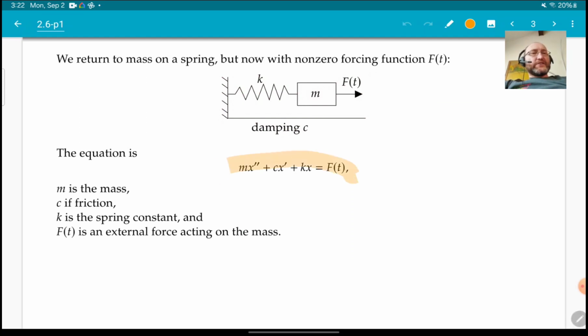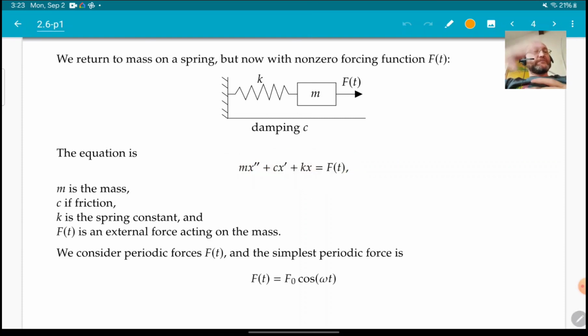So the equation is, well, we've seen this before. m is the mass, c is the friction, k is the spring constant, and capital F is the force, some external force acting on the mass. Maybe somebody's pushing it, or there's a jetpack attached to it, or maybe there's a really loud noise, and this is a pane of glass or something that vibrates. There's lots of places where this comes up.